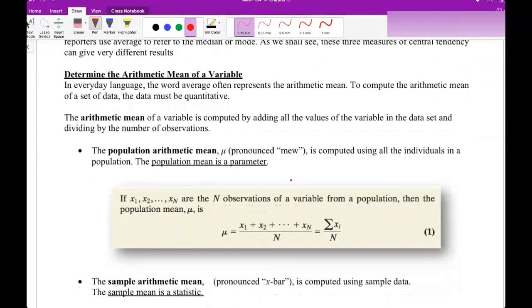What that means is that on this part, we're going to work on finding the average, or mean. Determine the arithmetic mean of a variable. The arithmetic mean of a variable is computed by adding all the values of the variable in the data set, and then dividing by the number of observations that we have, which is in the denominator.